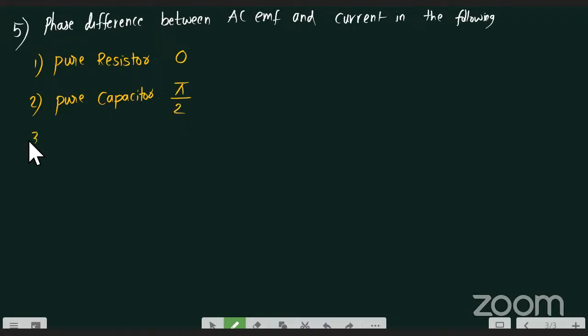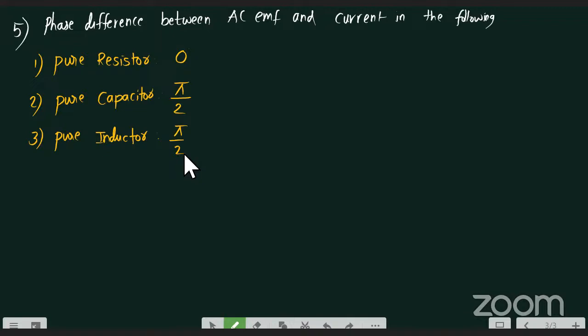And whereas the phase difference in case of pure inductor circuit, again it will be pi by 2. In one case, current will be leading the voltage. In other case, current will be lagging the voltage. But you are not supposed to write all those things, he is asking just what is the phase difference between AC EMF and current in following circuit.